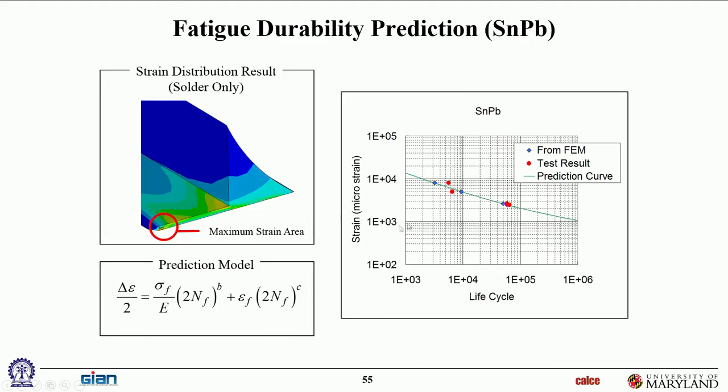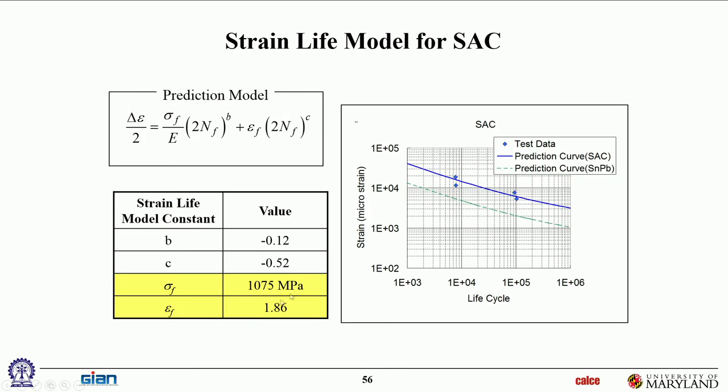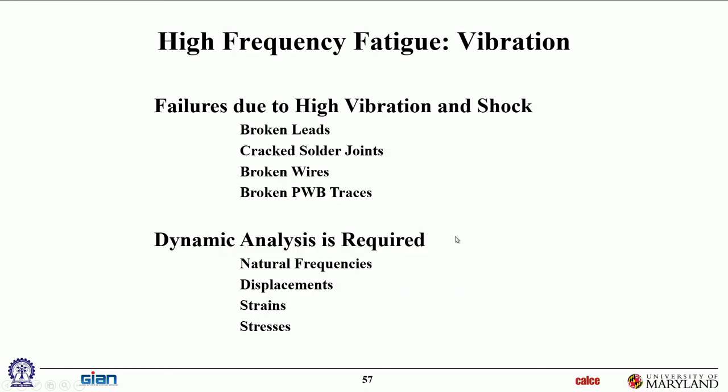Okay, and then we can use those to predict cycles to failure for other cases. And you can see our experimental results are all falling somewhere close to the prediction curve that we have, with those constants. Okay, and then SAC. So this was tin lead, that was our model for tin lead. Here you can see where the SAC models are and the corresponding data. But again, I'll remind you, this is on the slow loading. If you go to high strain rate loading, the SAC curve falls below the tin lead curve, okay? So the loading rate is, again, very important.